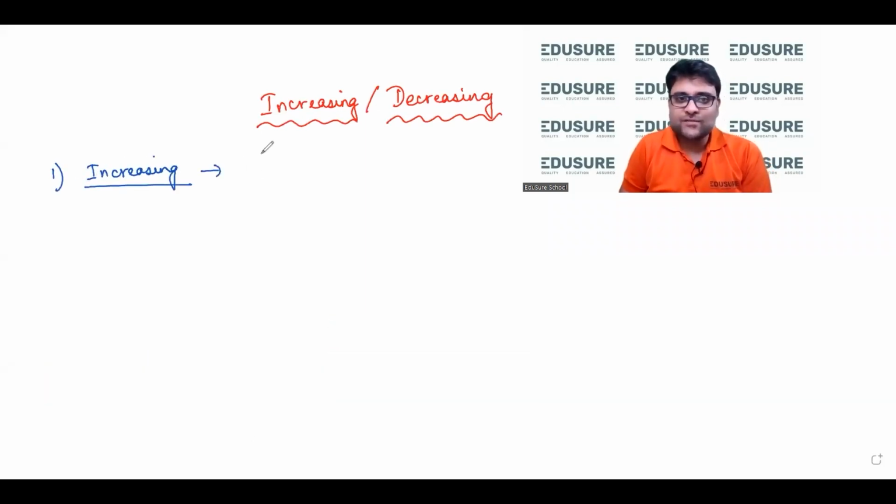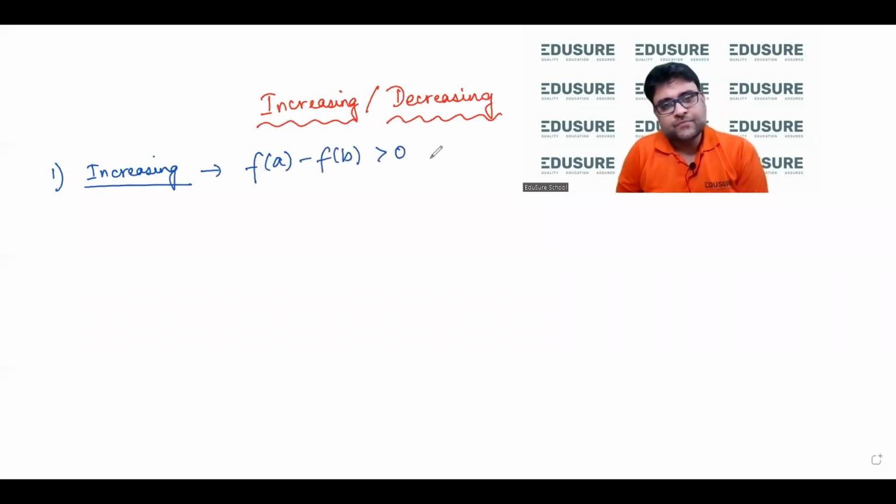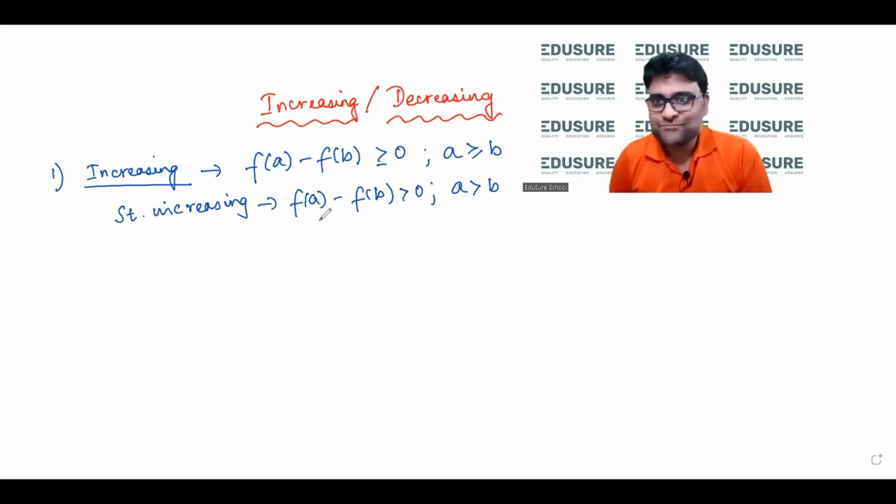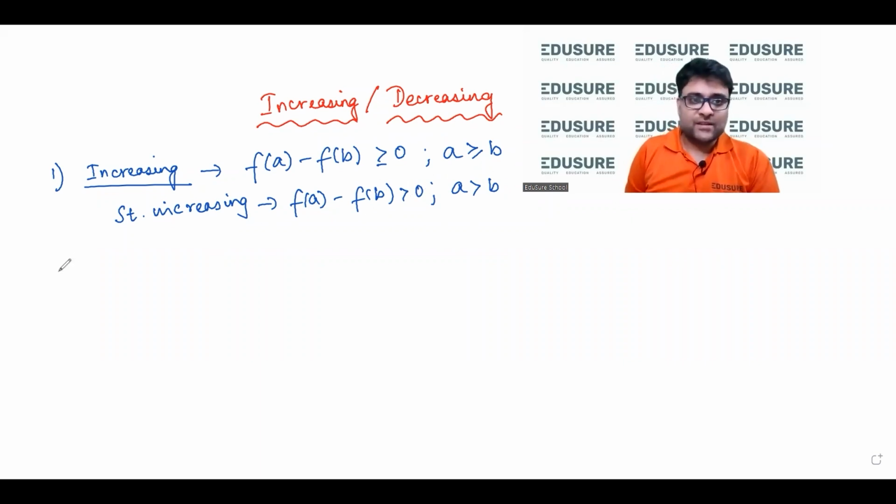An increasing function is a function where f(a) minus f(b) is greater than or equal to 0 if a is greater than or equal to b. This is the meaning of an increasing function. Strictly increasing function is when f(a) minus f(b) is positive whenever a is greater than b. Okay. Increasing function is f(a) minus f(b) greater than or equal to 0 when a is greater than or equal to b. Strictly increasing is when f(a) minus f(b) is positive when a is greater than b.